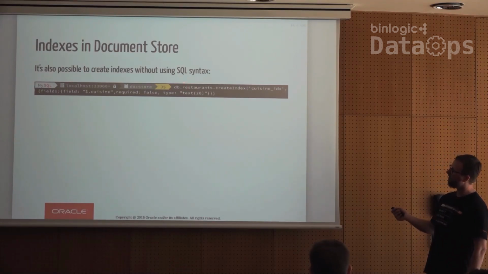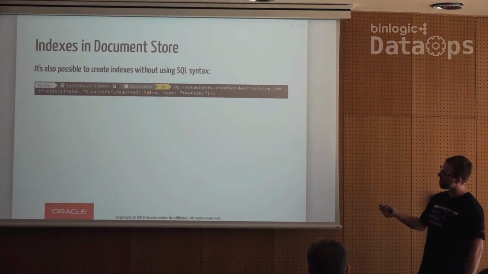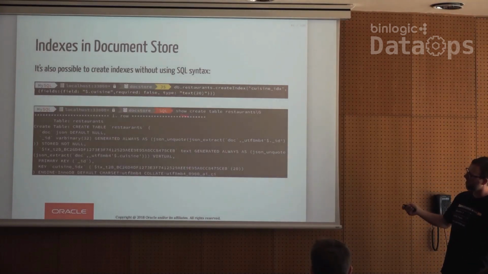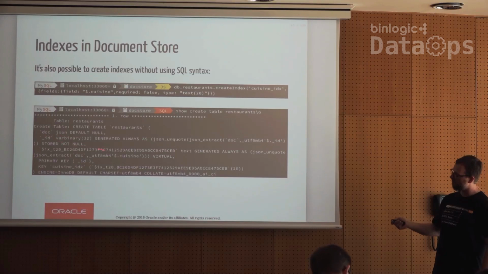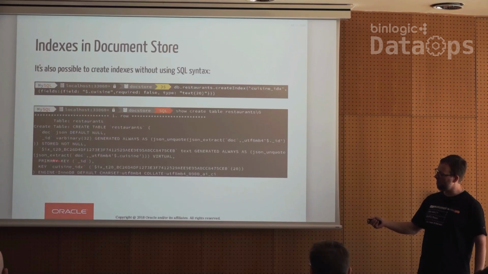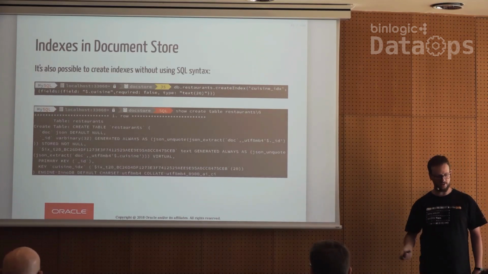So you can do here, for example, db restaurant create index. I want an index that I will call cuisine IDX on the field cuisine. Required is true or false, can be false. Type, I think it should be text 20, right? And if I check in SQL what it looks like, it has created this generated column with a strange, randomly generated name, and the key is cuisine IDX, so it keeps the name I decided on this field, right? And this is how it creates the index for you.